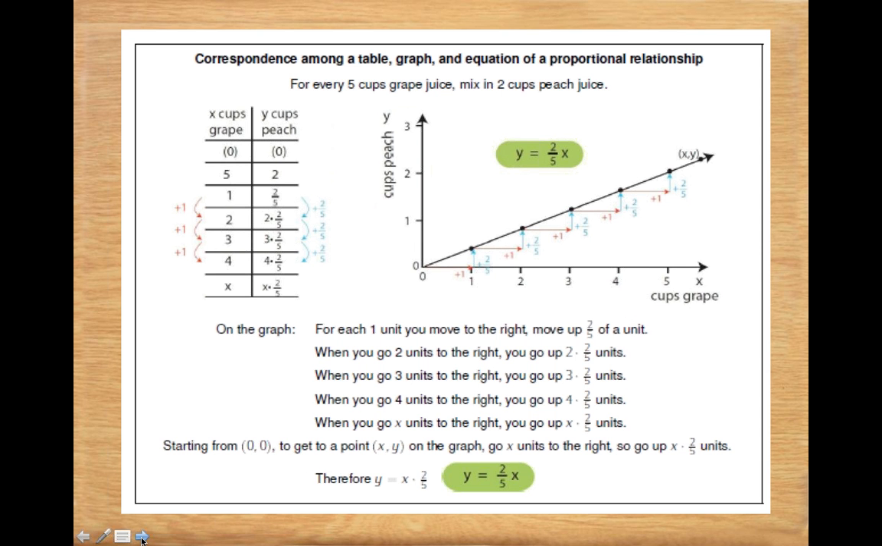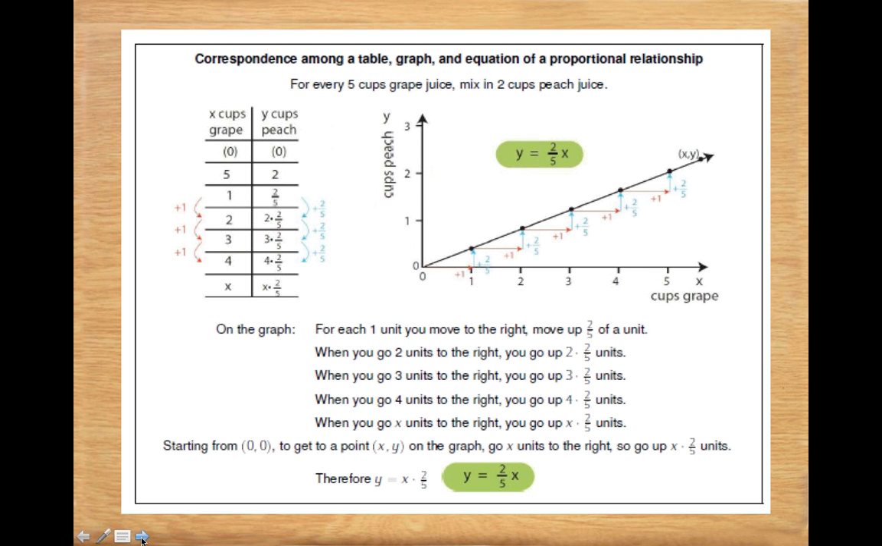So what does this actually mean if I looked at a problem? Here would be a problem that you can give to students. Again, it's a ratio problem. For every 5 cups of juice, you're going to mix 2 cups of peach juice. So the ratio would be 5 to 2. So I'm talking about X cups of grape to Y cups of peach. So here is my 0, 0, 5 to 2. If I divide the 5 by 5, I'm going to get 1. So I divide both, I get 2/5.